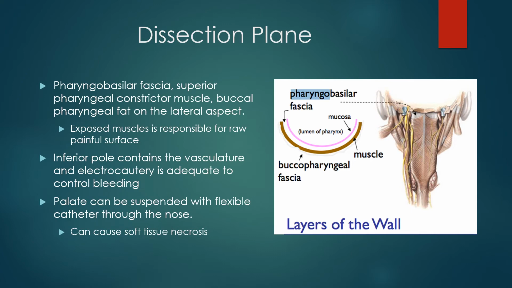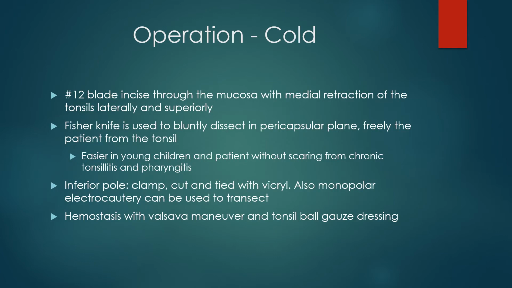The inferior pole contains the vasculature to the tonsils, and using the hot technique really is not much of an alteration to our procedure because electrocautery is adequate in controlling the bleeding afterwards. To increase exposure and access to the field, we could suspend the palate with a flexible catheter through the nose. We want to make sure that there is not too much tension applied because it can cause tissue necrosis.